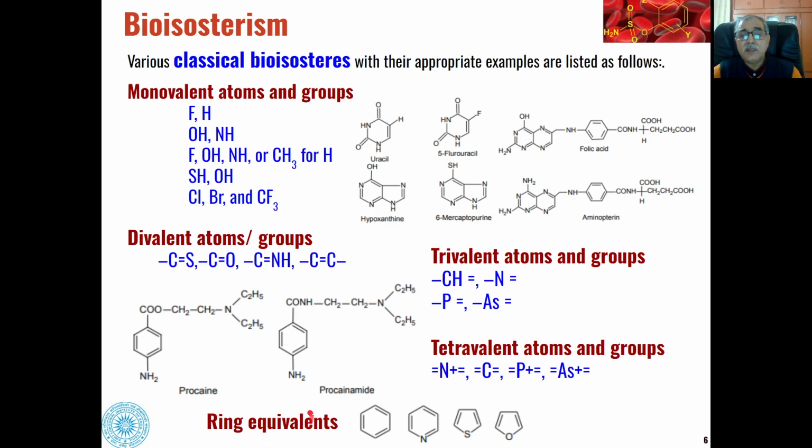Then ring equivalents can also be bioisosteres, like a benzene ring can be replaced by a pyridine ring. So here you can see carbon is replaced by nitrogen. Similarly here in this case sulfur is replaced by oxygen. So these two can act as bioisosteres and these two can also act as bioisosteres. So they are regarded as ring equivalents.